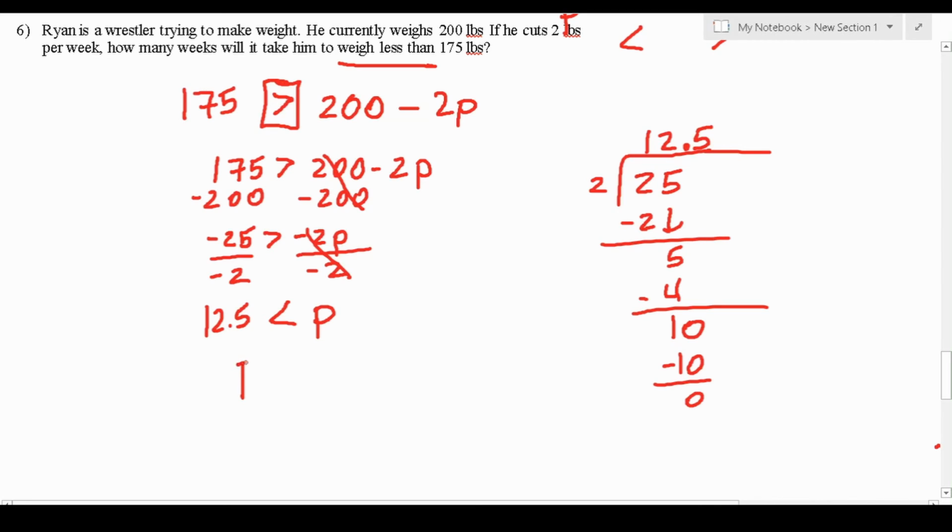variables on the left, p greater than 12.5. So in other words, it's going to take him more than 12 and a half weeks to weigh less than 175 pounds. Okay, so that's this one.